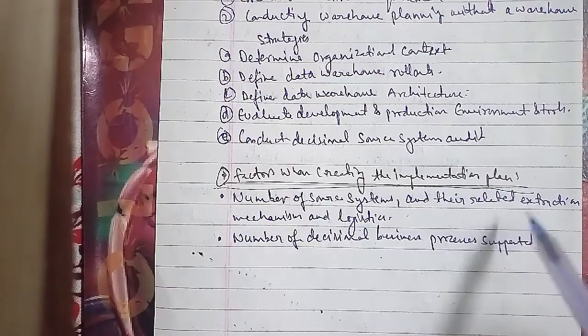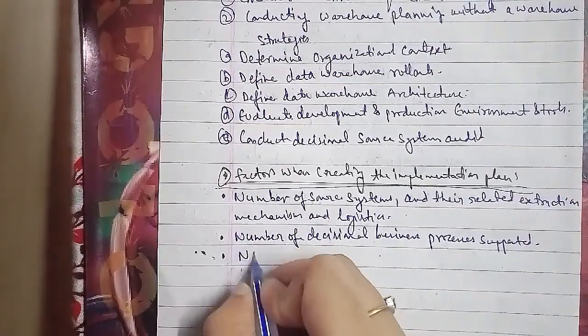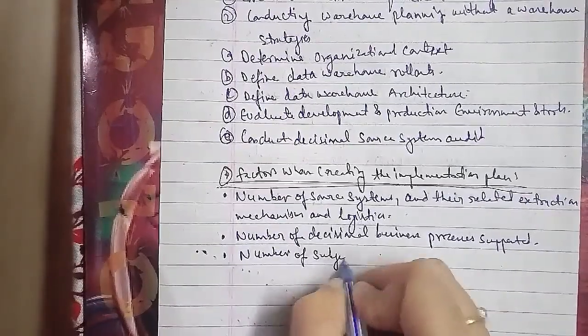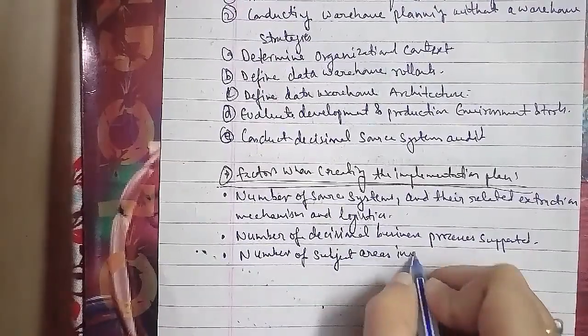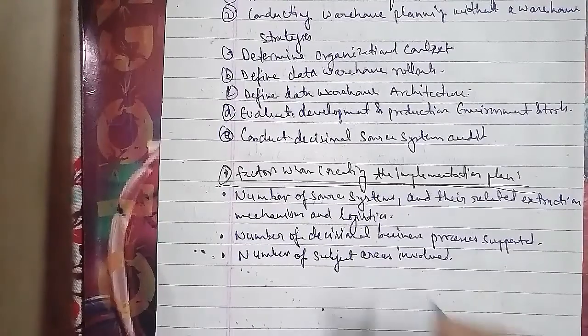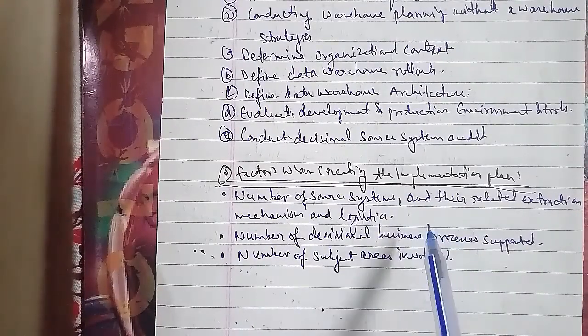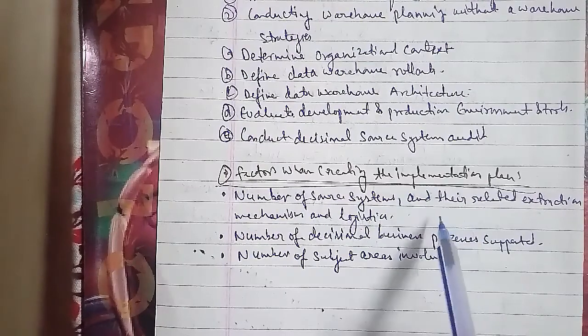Another one is the number of subject areas involved. This is a strong indicator of the rollout size. The more subject areas there are, the more fact tables will be required, and this implies more warehouse fields to map to the source systems, and of course a larger rollout scope as well.